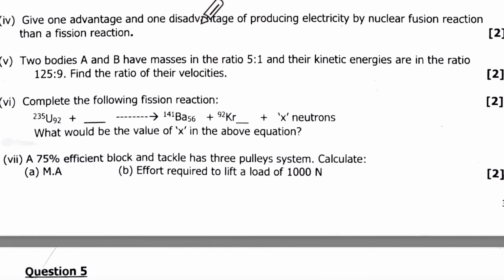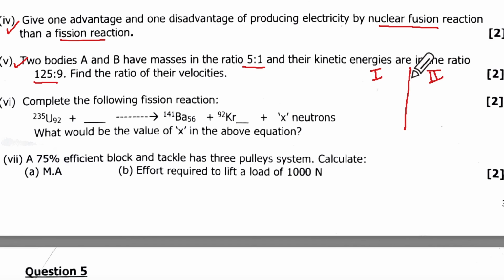Now, state one advantage and one disadvantage of producing electricity by nuclear fusion reaction rather than fission reaction. This is the learning work you will do on your own. Then, two bodies A and B have masses in the ratio 5:1. Kinetic energies are in the ratio this. Find the ratio of velocities. This is a very popular question.